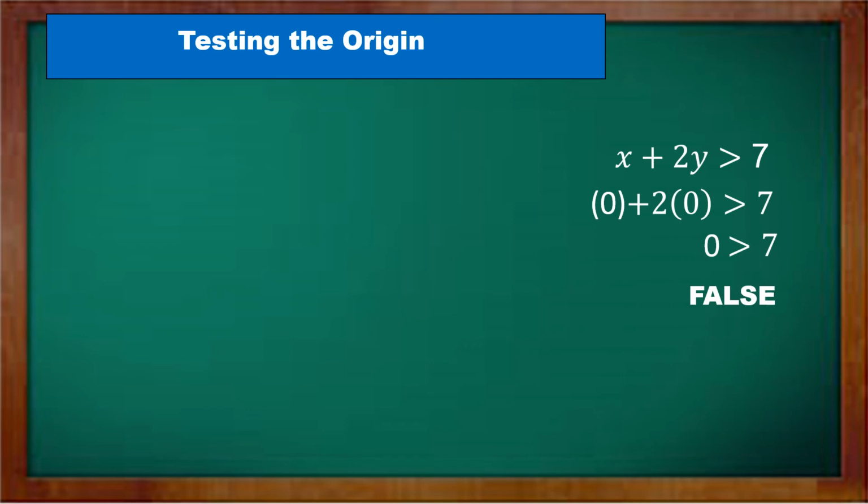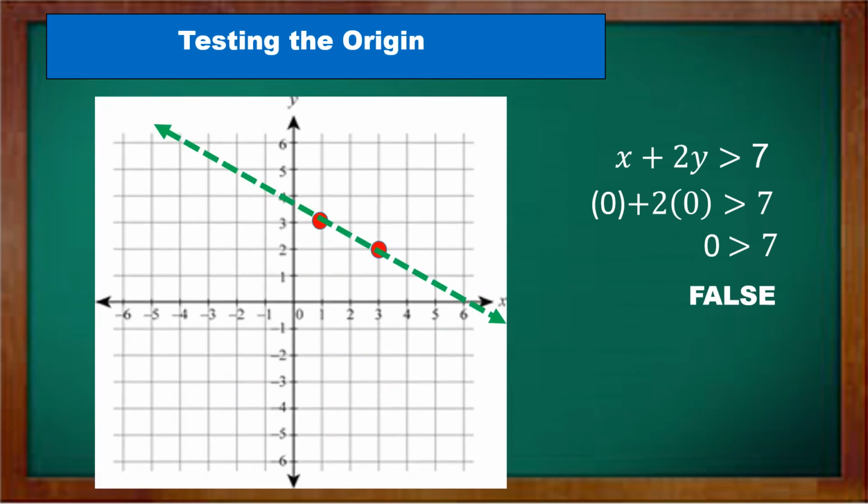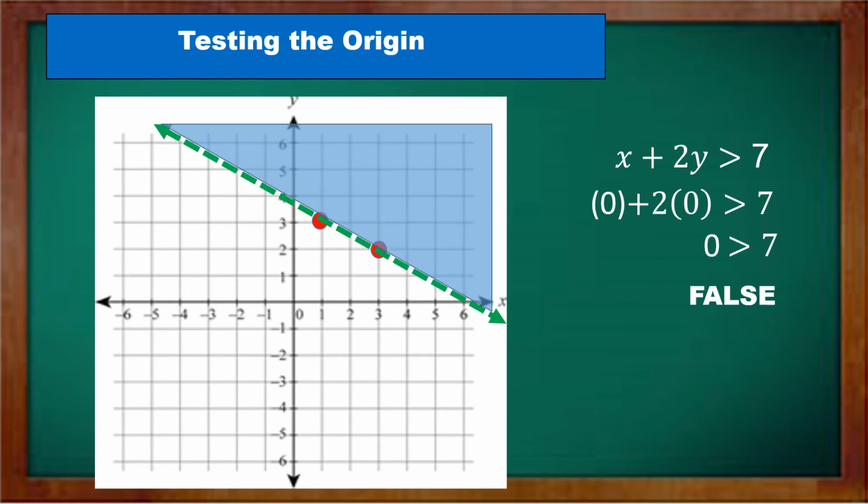Since the statement is false upon substituting the value of the origin, this means that in shading the region, we will not shade the part where the origin is in. So basically, we will shade above the broken line, which represents the solution set of the inequality x plus 2y greater than 7. So it's very easy, right?